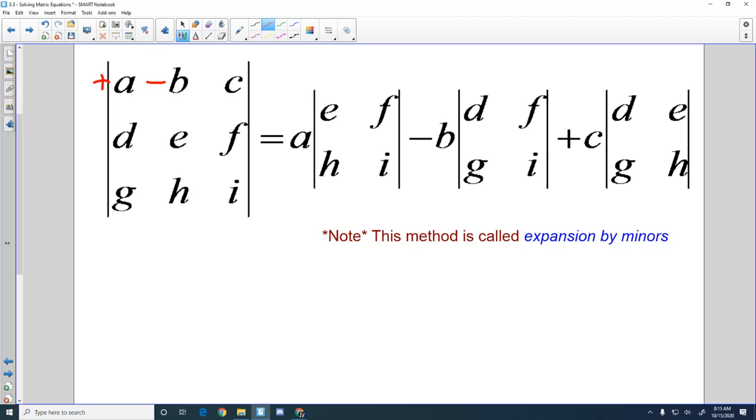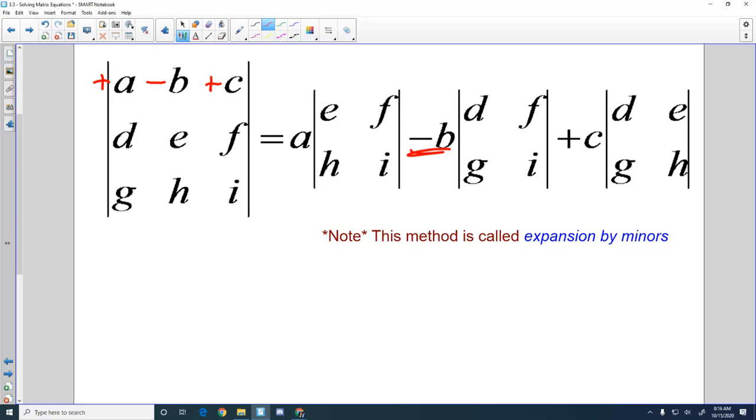Whatever B is, you subtract it. So if B is 3, you would write over here minus 3. But if B is negative, you'd have the double negative thing and it would turn into a positive. Super confusing, I know. And then whatever C is, you would add it. Now, each subsequent row also follows a similar pattern.